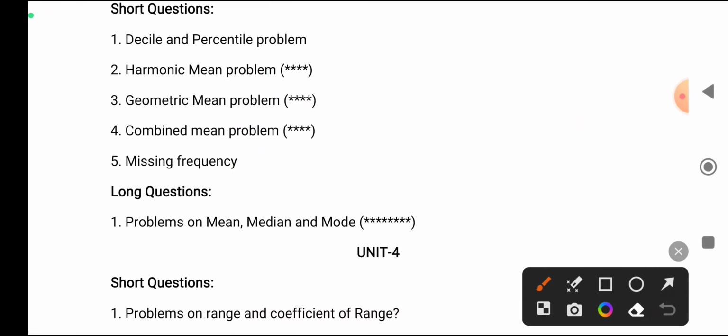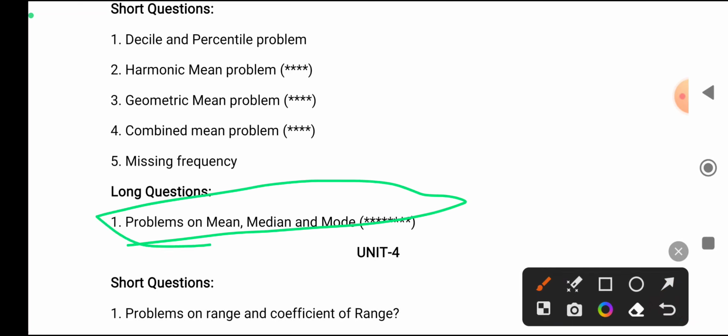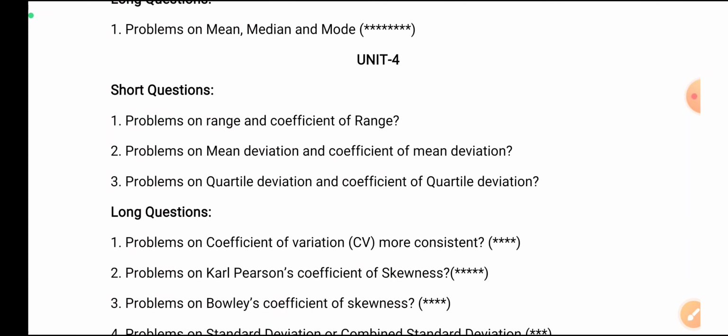And sometimes in the question mid values will be given, midpoint or mid value. If mid values are given, how to solve? These different types of questions will come relating to mean, median and mode. So be careful with this and do all these problems. Sometimes a missing frequency problem also will come. These are the problems relating to the third unit.